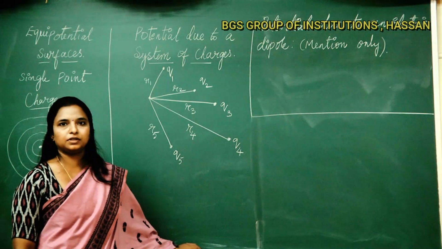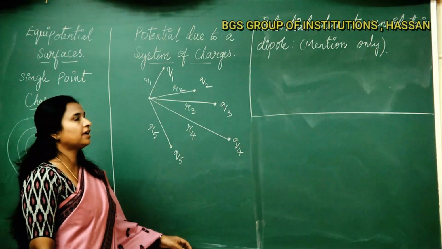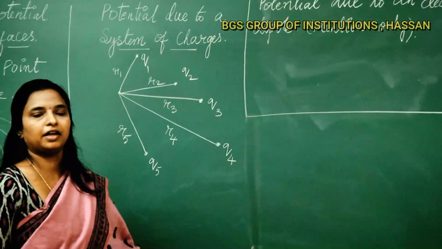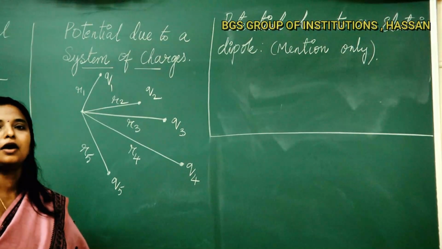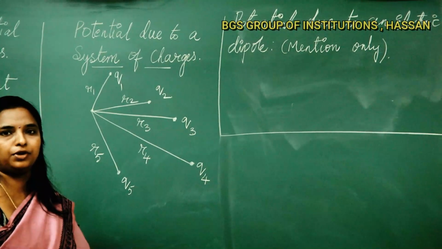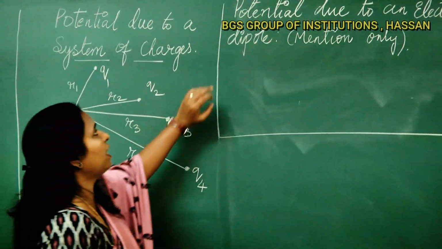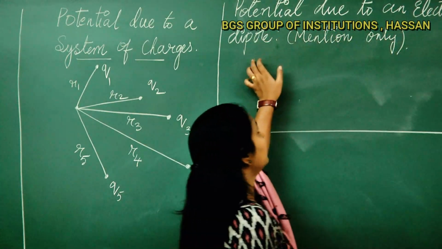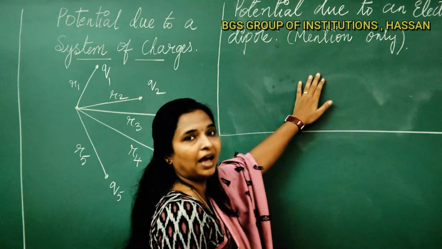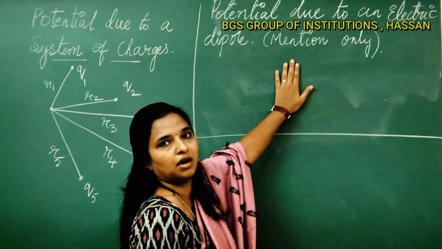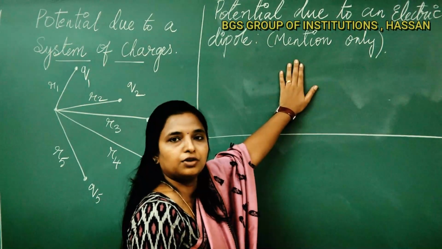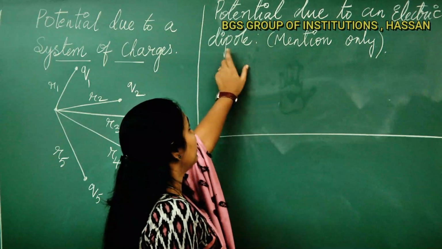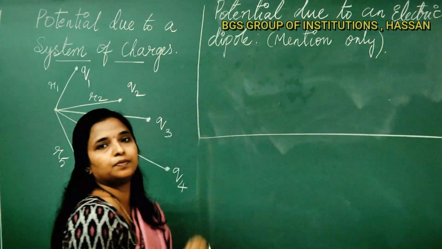Let us continue with today's class. Yesterday we studied the derivation of the expression for electric potential due to a point charge. Today we will write the expression for potential due to an electric dipole, and you only have to mention the expression, not derive it. Alright? Here, what is an electric dipole?